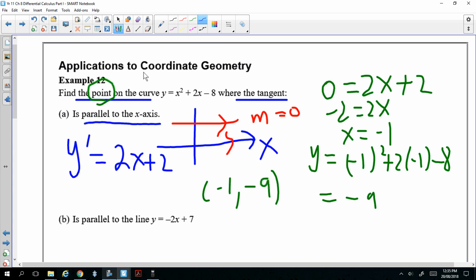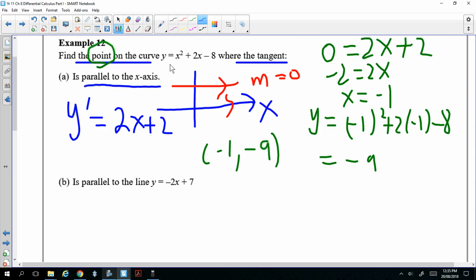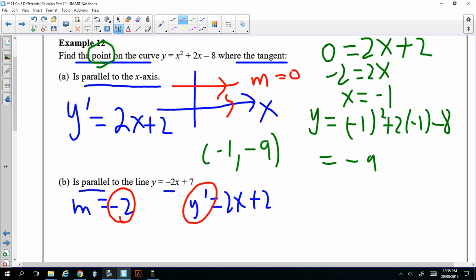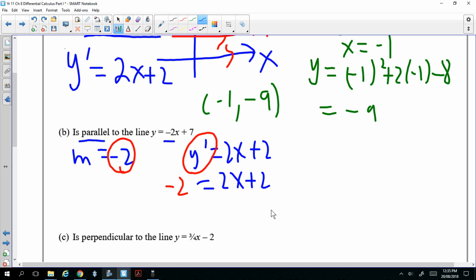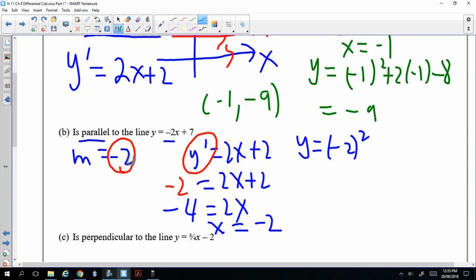Okay, parallel to this line. If they're parallel, they must have the same gradient. What's the gradient of this line? And then find the derivative, and the gradient of the line must be equal to this, and you solve for x. So what will x be? No, x is -2, right? And you find the y value, and then use your calculator. 4 minus 4, -8.